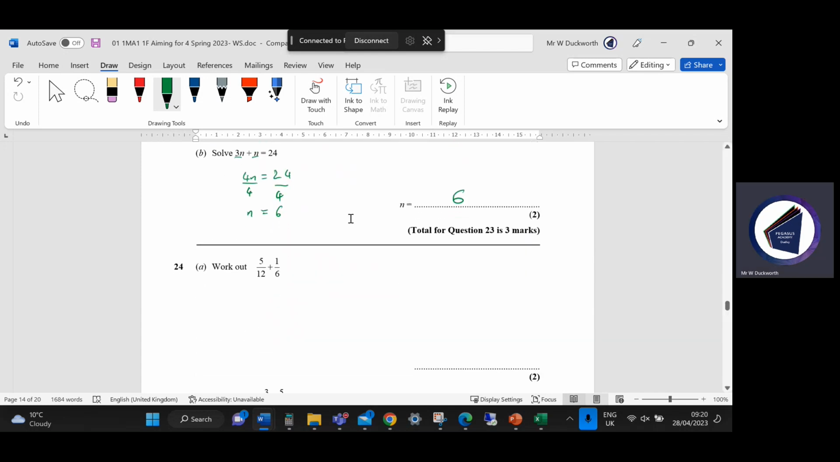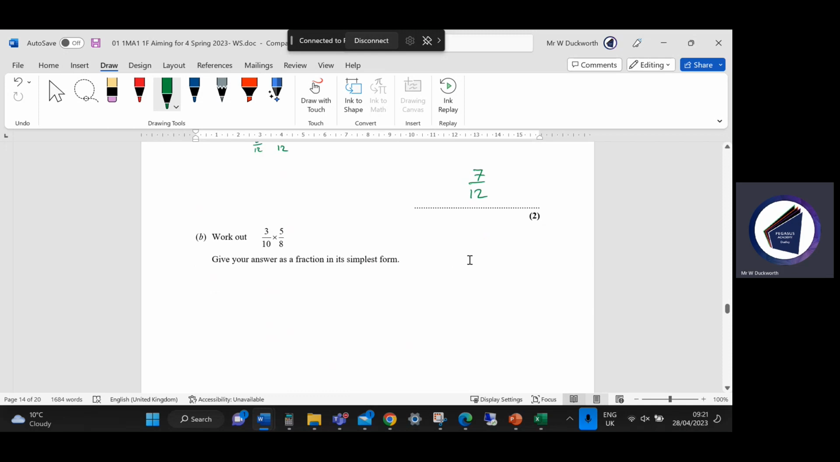Right, question 24 then. We've got an adding of fractions. We can only add fractions when we have them over the same denominator, the same bottom number. So currently, the lowest common multiple of 12 and 6 would be 12. So I'm going to keep the first fraction the same, but I'm going to double the numerator and the denominator of the second fraction. So that would be 2 over 12. And then when I add those, now I've got them with the same denominator, I add the numerators. So that would be 7 over 12.